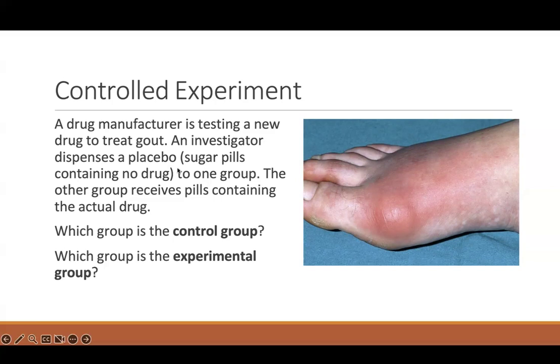Now, hopefully, you identified the group that received the sugar pill as the control group. They're not receiving our drug, and so they would be the baseline that we can compare our experimental group, the group that did receive the gout medication, against.